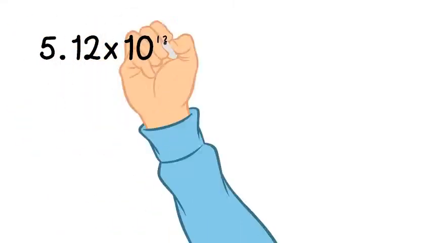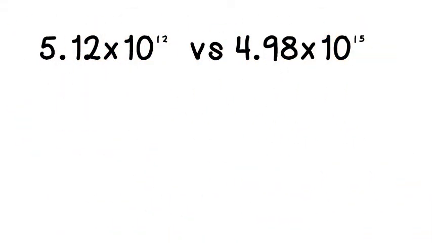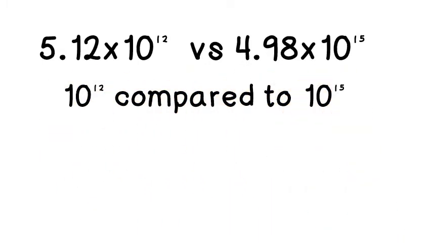In comparing two numbers, we want to look at the exponents. If I look at these two numbers, 5.12 times 10 to the 12th versus 4.98 times 10 to the 15th, the difference in 5.12 and 4.98 is not very much. And even if it was 9 and 3 or 9 and 2, the differences wouldn't be that much compared to the exponents. So really, we're comparing 10 to the 12th and 10 to the 15th.